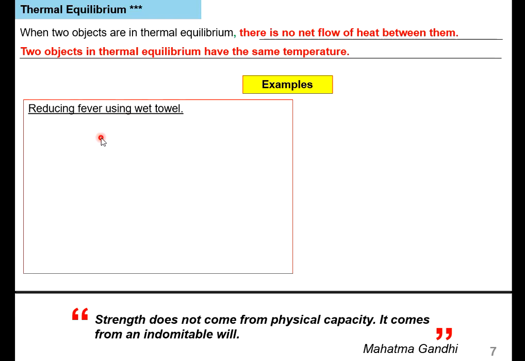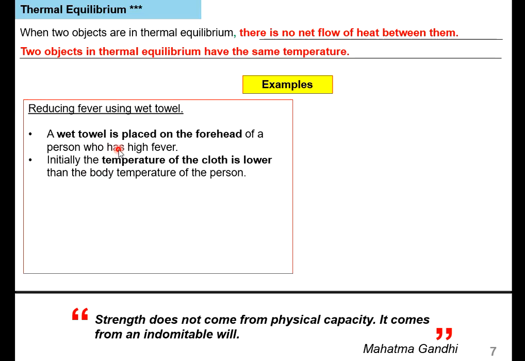First one is reducing fever using a wet towel. A wet towel is placed on the forehead of a person who has high fever. So the person who is having high fever will have a higher temperature. The wet towel will have a cooler temperature. So initially, the temperature of the cloth is lower than the body temperature of the person.